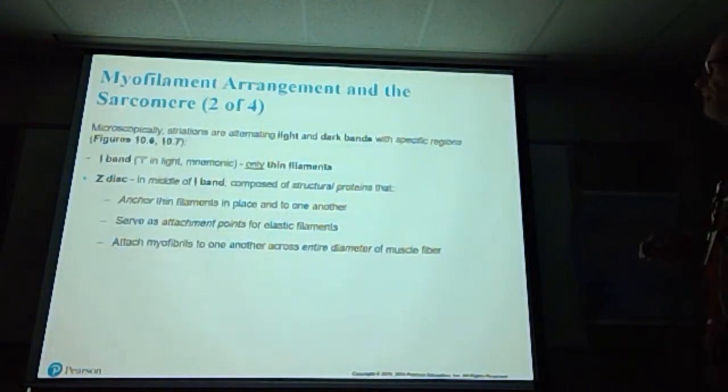Myofilament arrangement: microscopically, striations are alternating light and dark bands with specific regions. The I band is light. It's a mnemonic: it's only found in thin filaments, I for light.